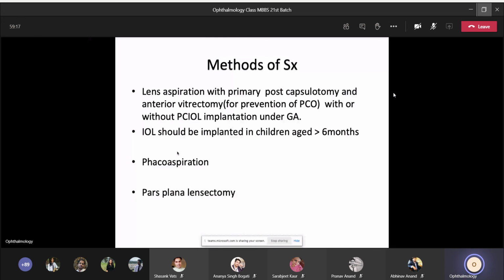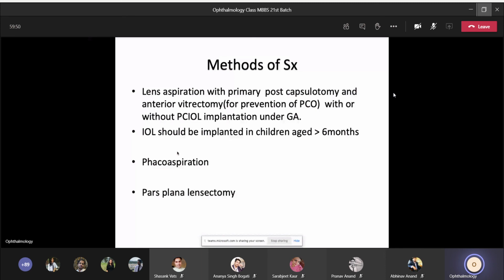If the child is less than 6 months of age, because of other complications related to it, there are chances of severe infection, and there are always refractive changes going on in children because their eyeball is not fully grown and the curvature is still forming. So we don't implant the intraocular lens in children before 6 months of age. But if the child is more than 6 months of age, then we can implant the intraocular lens.